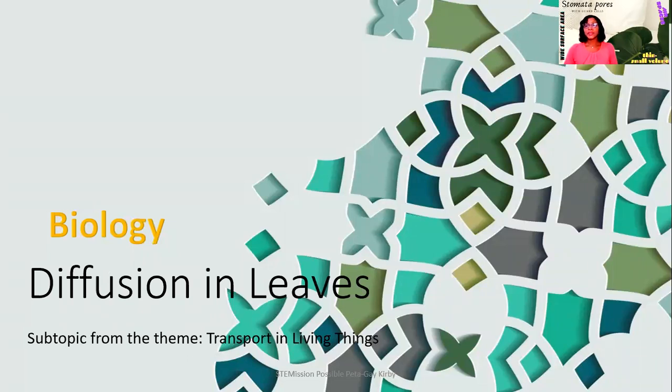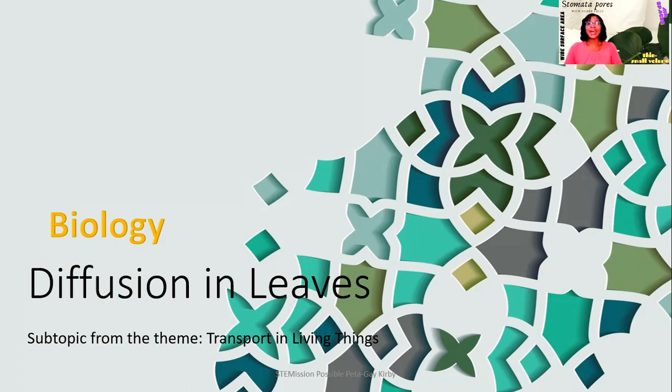Today, for biology, we will be looking at diffusion in leaves. We would have covered what diffusion entails, what's happening in the process. And now we're looking at how this process plays a role in the survival of living things, as it provides substances that are required for living things. It falls under the theme transport in living things.